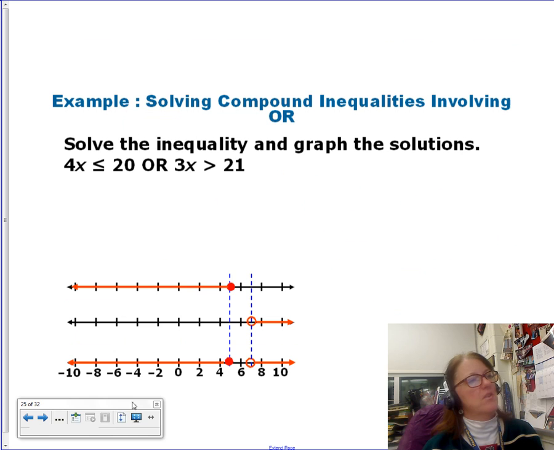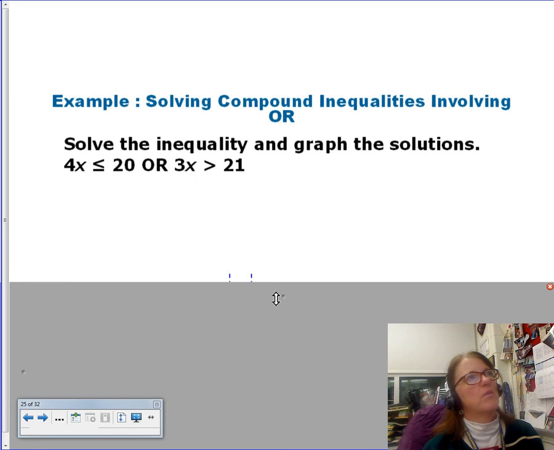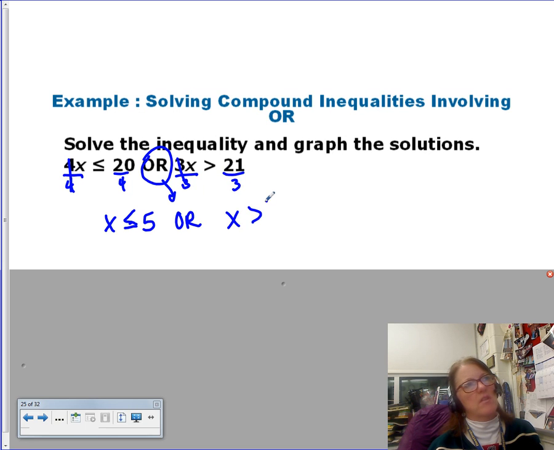All right, let's look at this one. Okay, and in fact, what I'm going to do is just cover this up because I think that it's kind of annoying to have the graph there. I think it's distracting. So let's say I give you this compound inequality. 4x is less than or equal to 20, or 3x is greater than 21. Solve each one first. So you get the variable by itself so you know what you're dealing with. This says x is less than or equal to 5. Or solve this one. 3x greater than 21. You're going to isolate your variable and you get x is greater than 7.